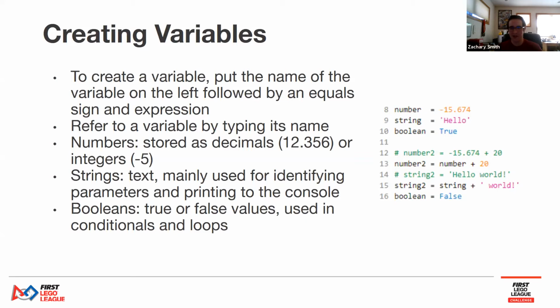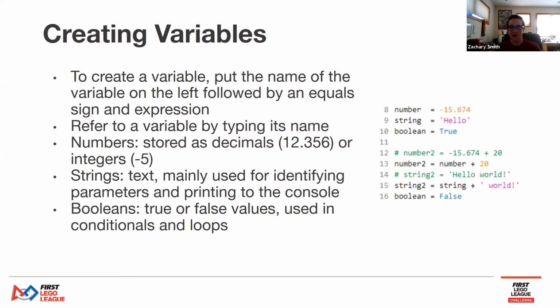Lines 12 through 16, you can see what different variable assignments do. So we have number2, which is going to be equal to number plus 20. Number is going to retrieve that variable, which is negative 15.674, and then we'll add 20 to that and store it in number2. The original value of number will not be modified when you make this modification. So for example, if I set number to negative 10 on the next line, that's not going to affect number2. If I want to update number2, I have to rerun the line number2 equals number plus 20 to reflect the change of number.